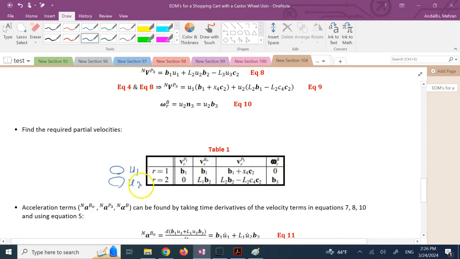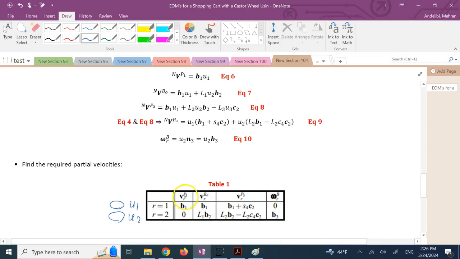So if you look at V of P1, it has B1 for U1, nothing for U2, so you get a B1 and a 0. If you look at velocity of point BO, it has a B1 for U1 and then an L1 B2 for U2, so that's B1 and L1 B2.